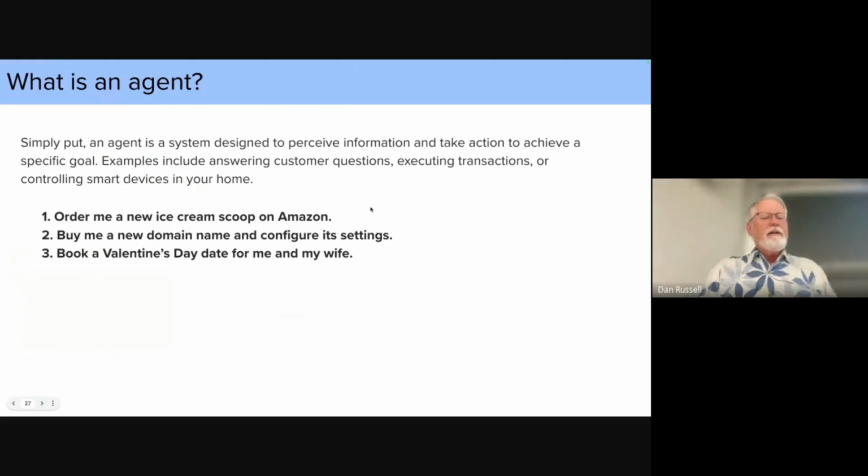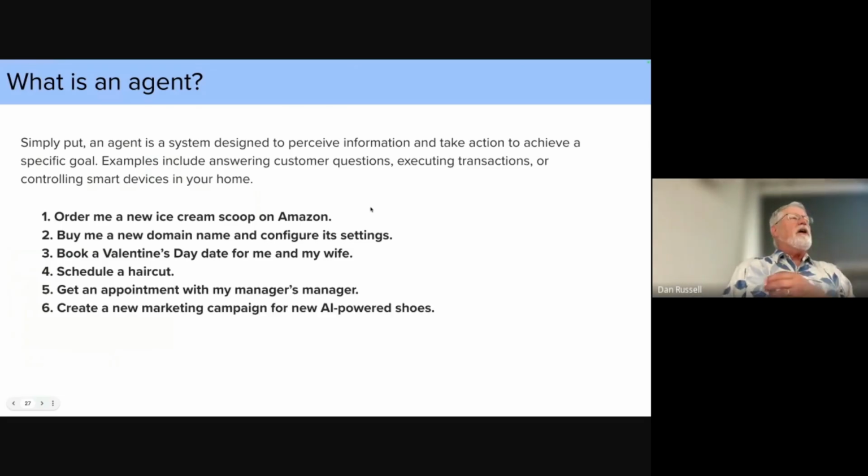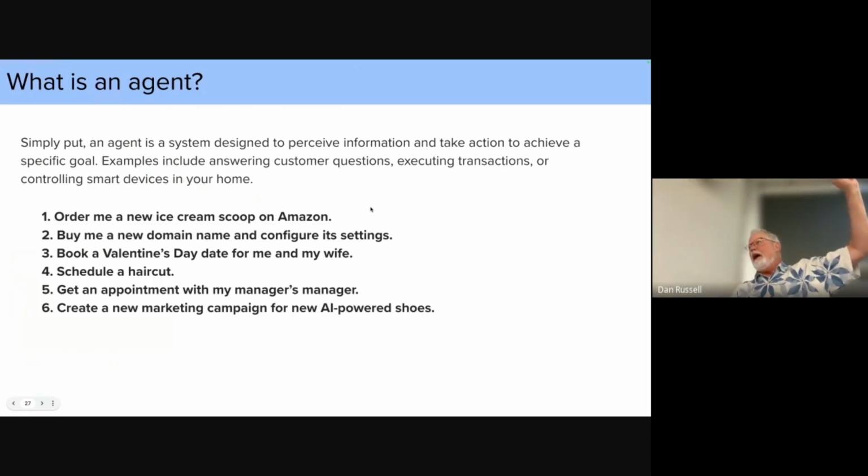Or book a Valentine's Day date for me and my wife. Oh, I better have a pretty good model of me, better have a pretty good model of my wife, right? Because it's going to start calling restaurants or something, right? Something like schedule a haircut. Remember the duplex demo we saw? That was scheduling a haircut. Getting me an appointment with my manager's manager, my stipple manager. You can imagine how all this works, right? Okay. These are the kinds of things. Create a new marketing campaign for new AI-powered shoes. Ordering a new ice cream scoop, pretty straightforward. I know how to implement that.